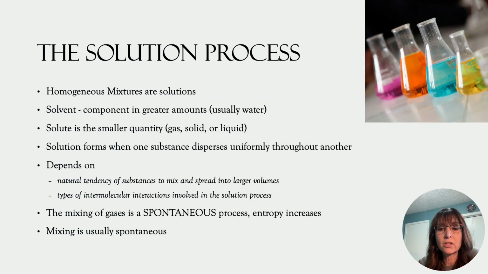Let's take a quick look at the solution process. Homogeneous mixtures are solutions, and they can include solids, liquids, and gases. For example, dissolved oxygen in water. Remember that the solvent is the component that is in the greater amount. It's whatever we're putting the substance into to mix it up. Usually that's water. The solute is in the smaller quantity, and that could be a gas, solid, or liquid. So if you're making chocolate milk, milk would be your solvent, and the powdered Nesquik would be your solute.